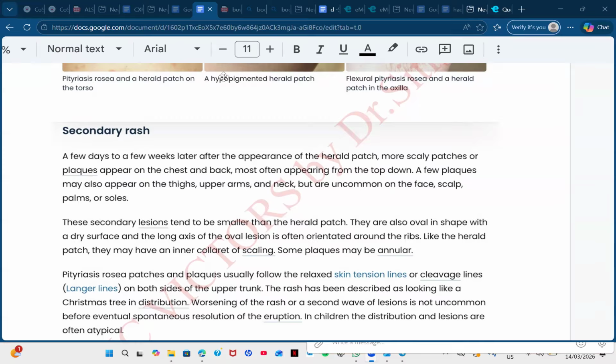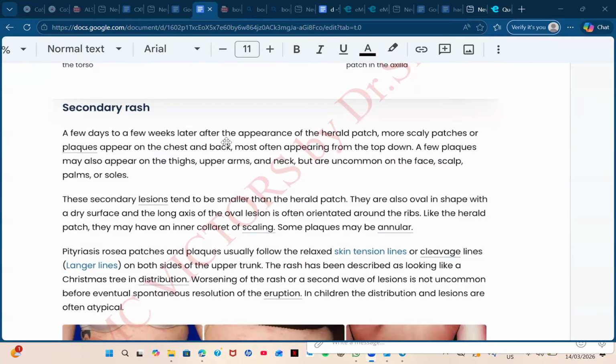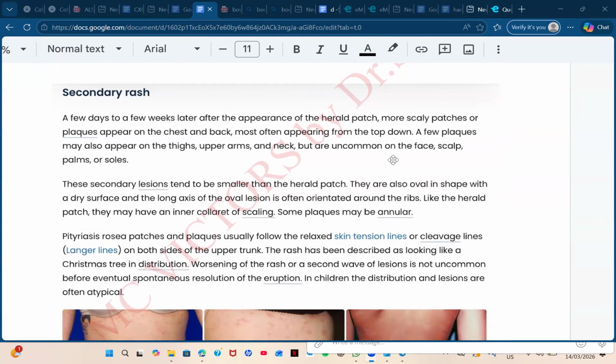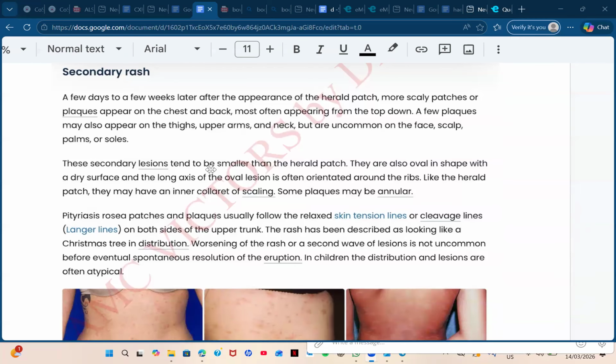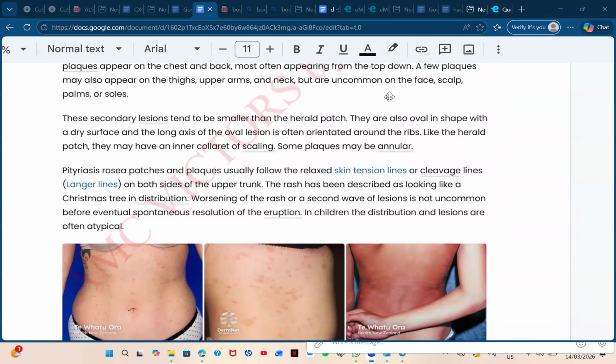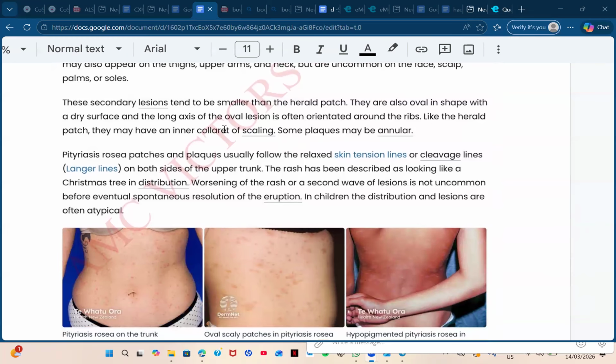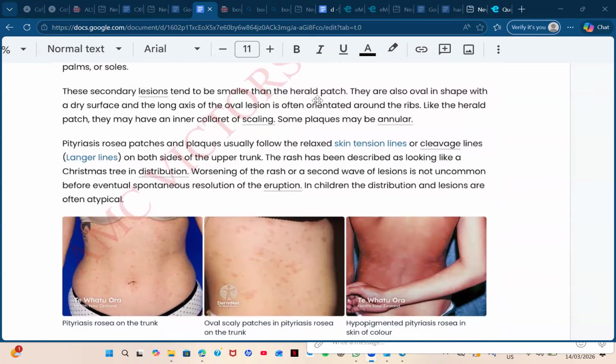Okay, what do you know about the secondary rash or Christmas tree rash? A few days to a few weeks after the appearance of the herald patch, keep that in your mind, more scaly patches or plaques appear on the chest and back, mostly from the top to down. A few plaques may also appear on the thighs, arms, and neck, but are uncommon on the face, scalp, palms, or soles. The secondary lesions tend to be smaller than the herald patch.